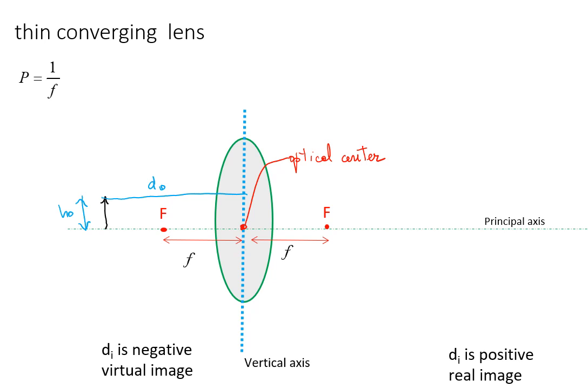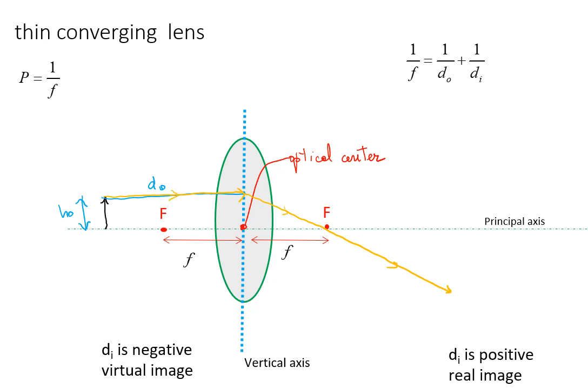So the first rule tells us that any incident ray traveling parallel to the principal axis of a converging lens will refract through the lens and travel through the focal point on the opposite side of the lens. So let's see. Here the incident ray traveling parallel to the principal axis, then it refracts, it passes through the focal point and goes here in this direction.